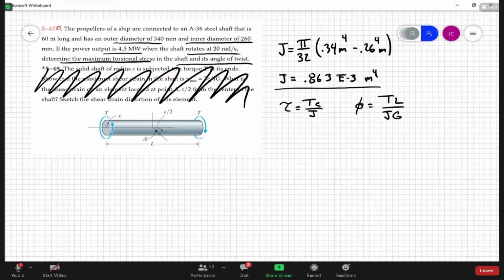It's a steel shaft, so we can look that up. I always forget what it is, but G is about 90. Let me check. I have it written down here. Okay, G for steel is 80 gigapascals. Okay, 80 gigapascals.